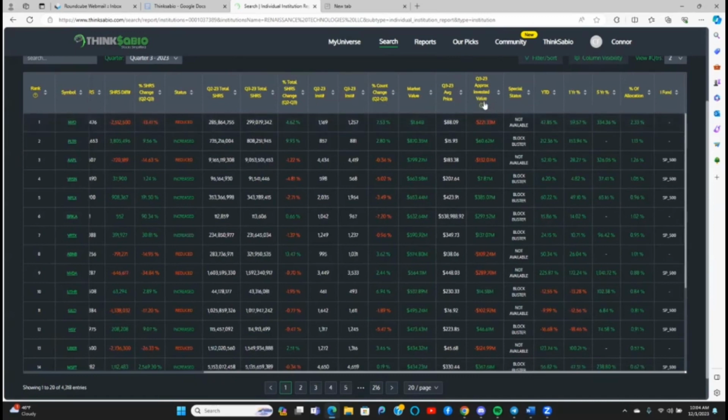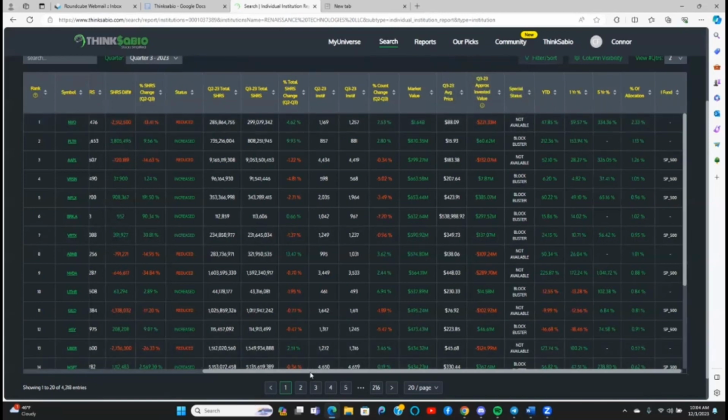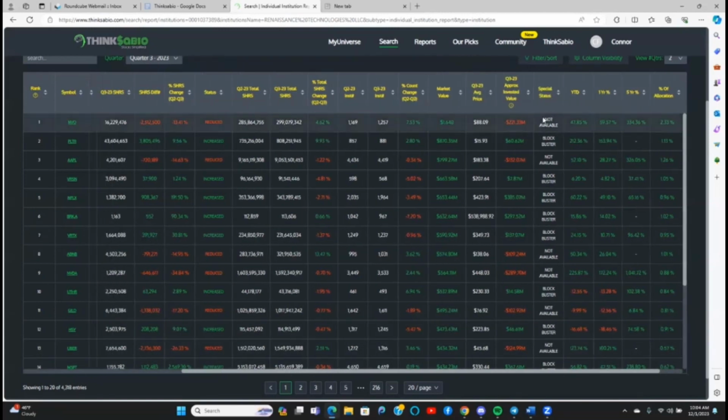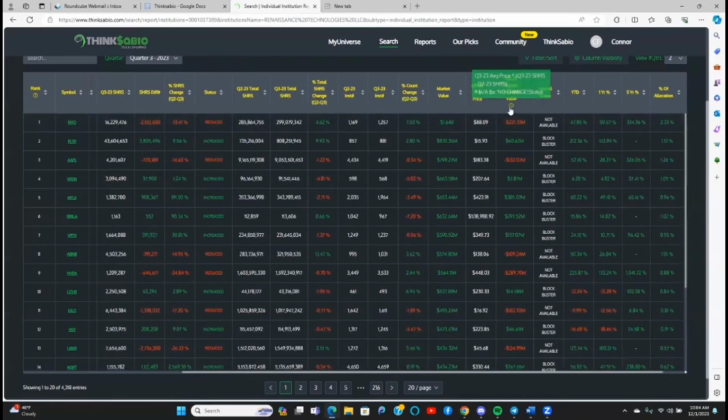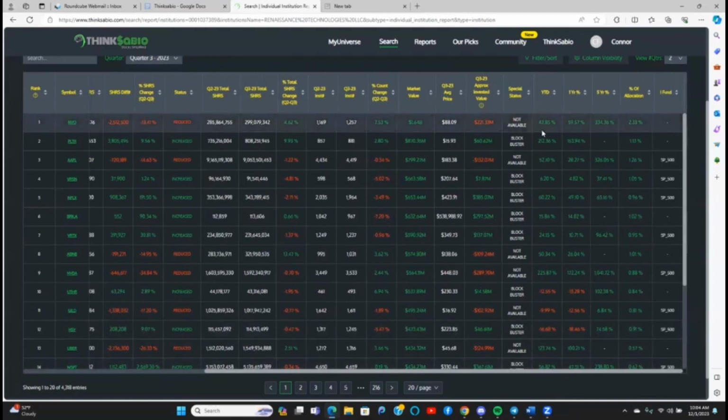Approximate invested value. This looks at the average price in the latest quarter and multiplies that by the change in shares from this quarter to the previous quarter. So for this top stock here, you'd have the average price for this quarter and compare that with the change in shares from Q2 to Q3. And you can see that breakdown a little bit in mathematical form when you go to that info button here. So just to give you a sense of the approximate value, comparing price versus the change in investment.